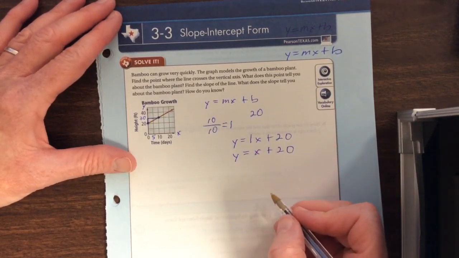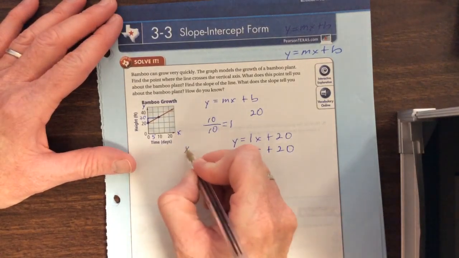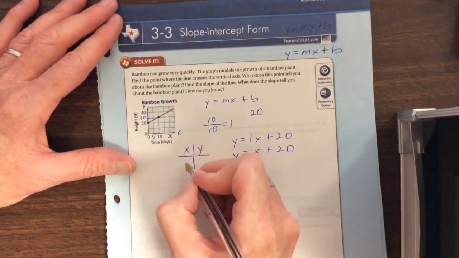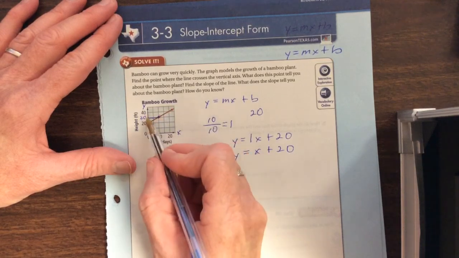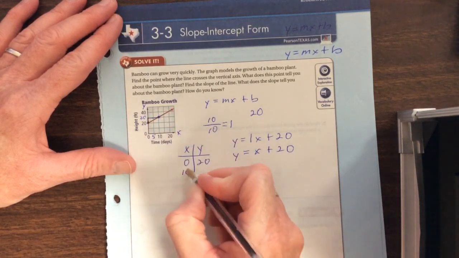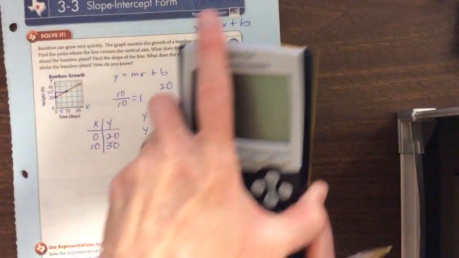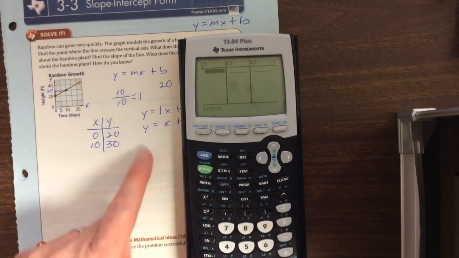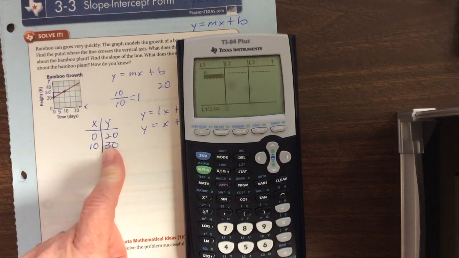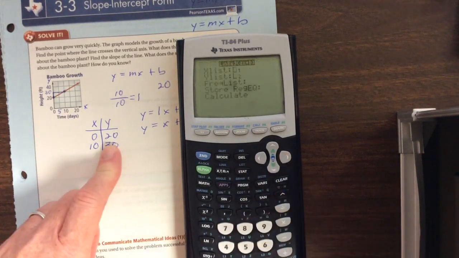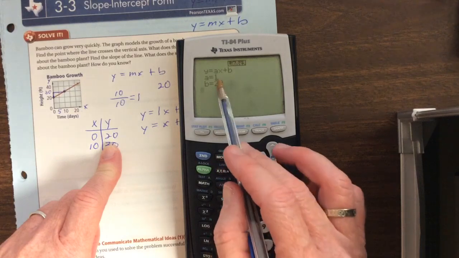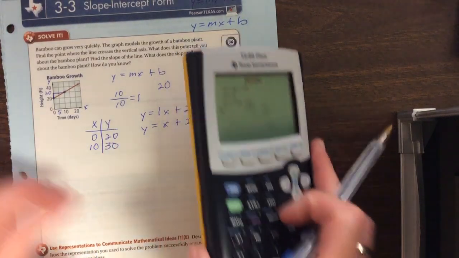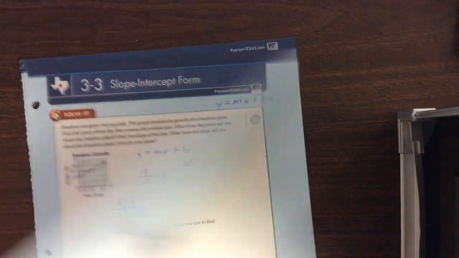And now we could also do it with the calculator. We know it starts at point 0 and 20, and another point is 10 and 30. So let's put that in stat edit just to verify our numbers. On second plus 7, 1, 2 to clear it, stat, enter, and we have 0, enter, 10, enter, 20, and 30. Stat tab 4, and we have our slope is 1 and our y-intercept is 20. We did it.